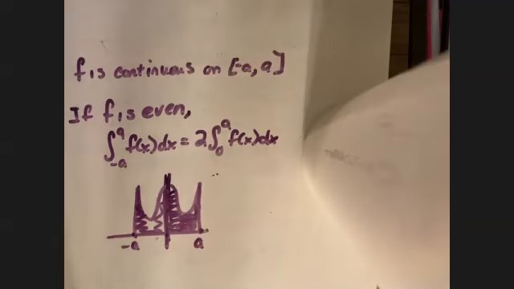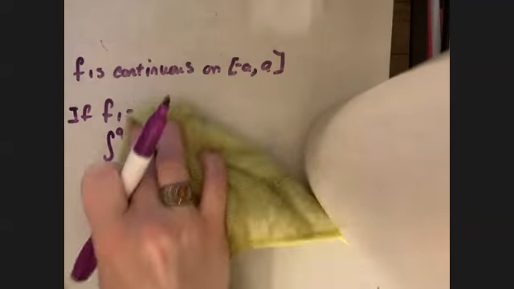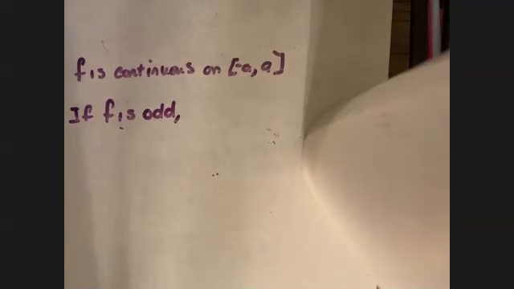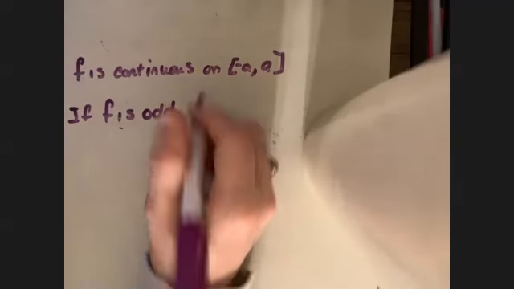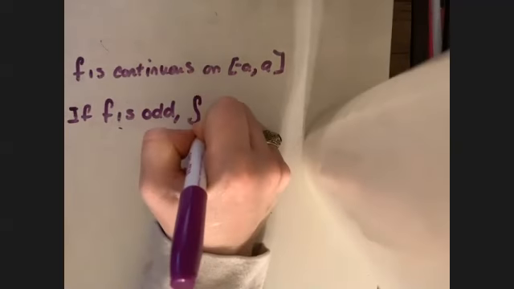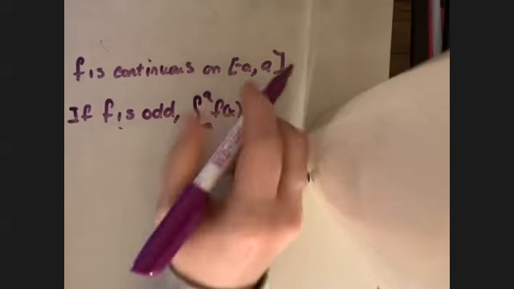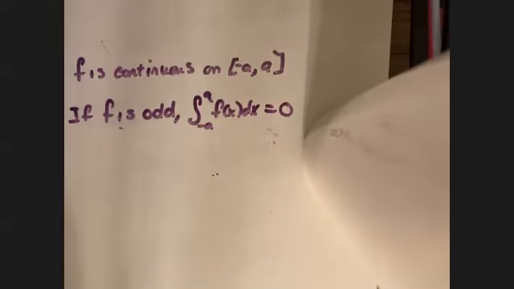Okay, now the other concept is if f is odd, okay, now keep in mind that's the one that has that origin symmetry where if you put the push pin on the origin, it'll spin 180 degrees and match up, okay? Then the integral from -a to a of f of x dx is 0. Okay, so let's take a look at the picture.